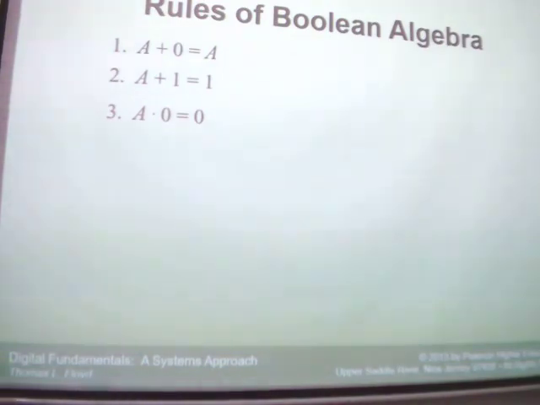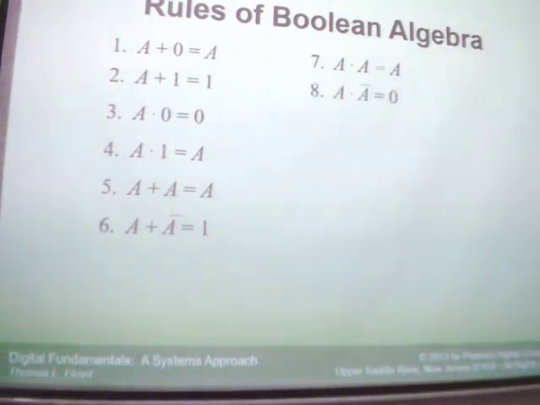Page 72. The logical expressions for the OR gate. Please see the PPT. The fourth, A and 1 equals A. A and A or A equals A. A or the complement of A equals 1. 7. A and A equals A.